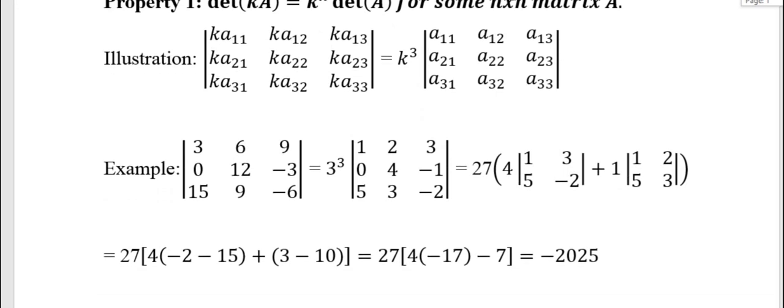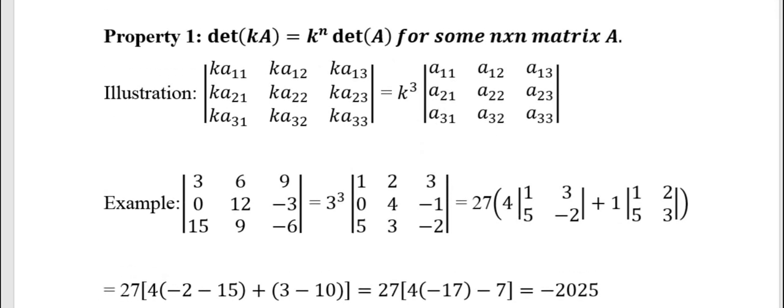So for an example, if we have this matrix here that's given, notice that there's a factor of 3 in each of the rows. We factor out a 3 from the first row, that's times 3. Factor out a 3 from the second row, that's 3 to the second, and then we factor out a 3 from the third row, that's 3 to the third.